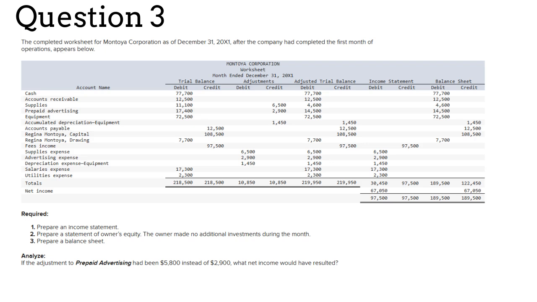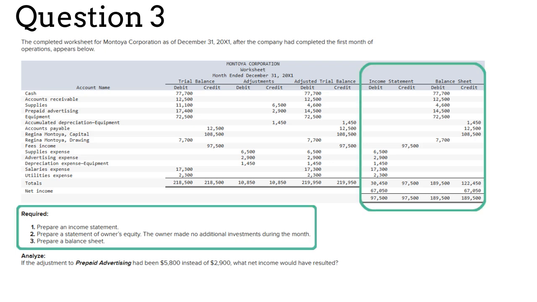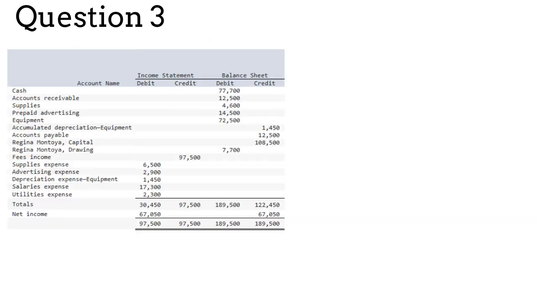In question 3, we are looking at the completed worksheet of Montoya Corporation as of December 31st. The last 2 sections of the worksheet show the income statement and the balance sheet and you are tasked with preparing the income statement, the statement of owner's equity and the balance sheet from the information in those 2 sections. What I have done here is remove the trial balance, adjustments, and the adjusted trial balance column so that it's a little easier working with the financial statements and the worksheet side by side.